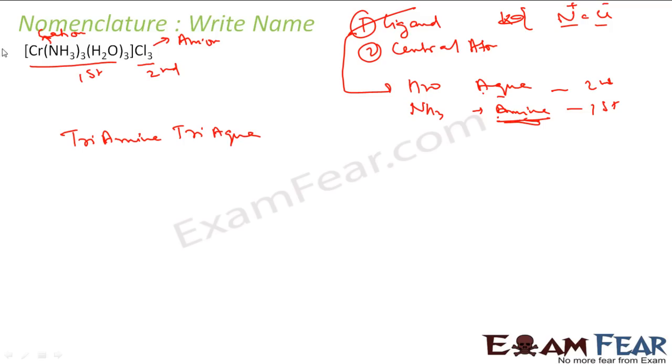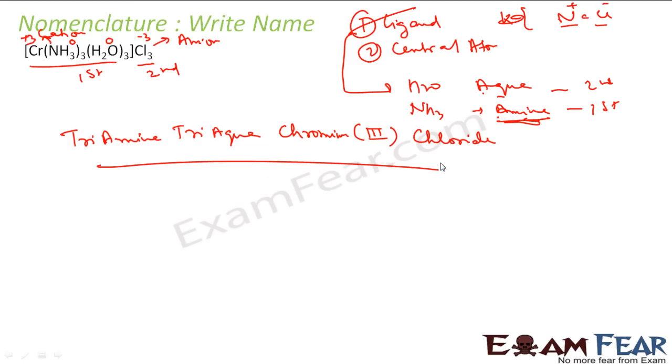Now the central atom is what? Cr, chromium, followed by the oxidation state in Roman numerals. For the oxidation state, this is 0, this is 0, and chlorine is minus 3, so this becomes plus 3. You can actually find the oxidation state for this. Pretty easy step. This is the plus 3 oxidation state, so we'll write III here. Okay, so we are done with the cation part. For the anion part, there is chlorine, so we'll simply write chloride here. And that is the name of this.